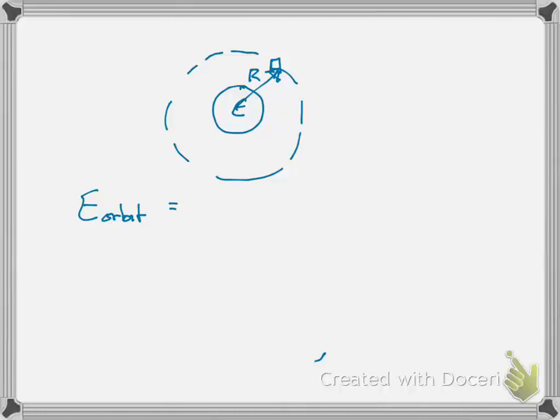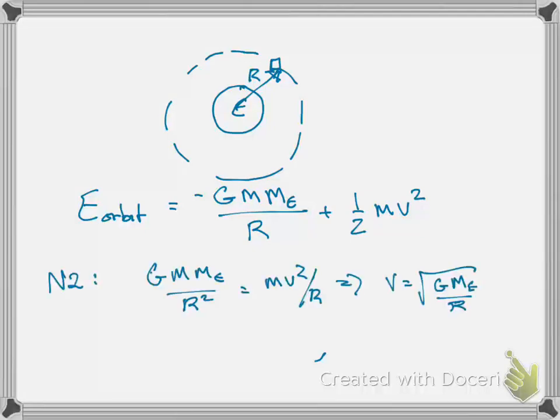Well, the energy of something in orbit is going to be minus GMm, where M is the mass of the planet that's being orbited and m is the mass of the object in orbit, over the radius of the orbit, plus 1/2 mv squared. But we know from Newton's second law what the speed is. I've just written down what we had done numerous times previously. From Newton's second law, GMm over r squared equals mv squared over r. We can find the speed, and so therefore we can write the total energy of something orbiting.